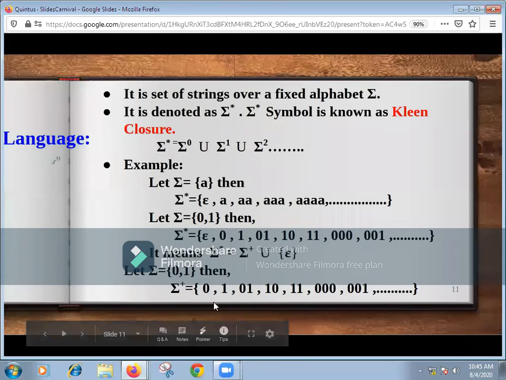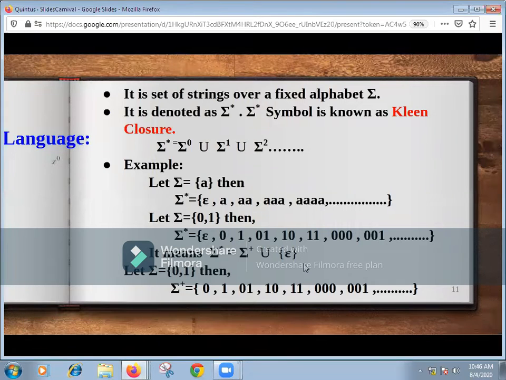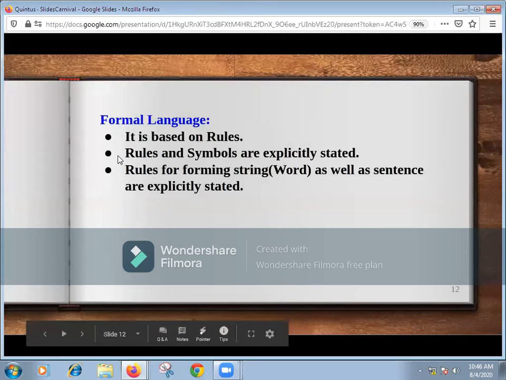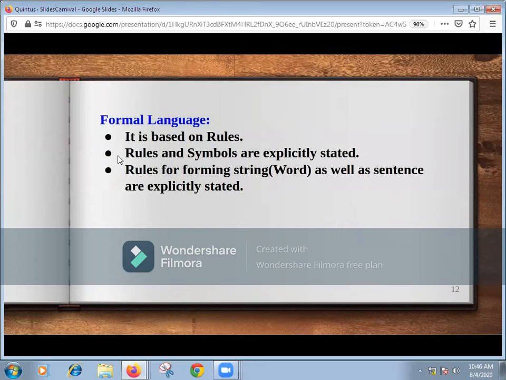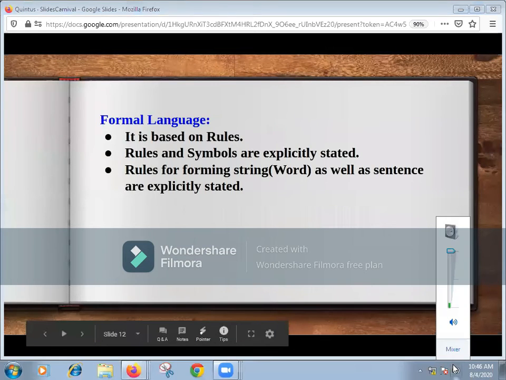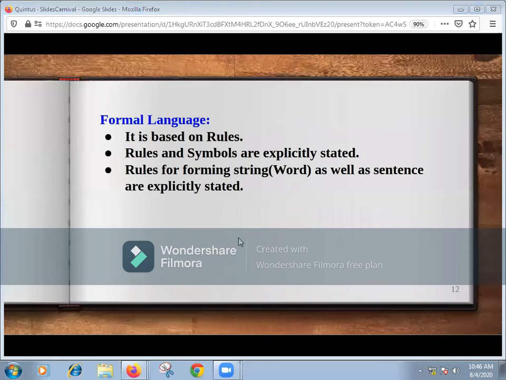Have you written this? Have you written this on the screen? Yes, ma'am. Okay, very good. Should I move further? Yes, ma'am. Okay. Ma'am, your voice is coming slow. Is the voice coming slow? Yes, ma'am. Okay, I will speak louder. Okay, now am I audible? Yes, ma'am. Okay.